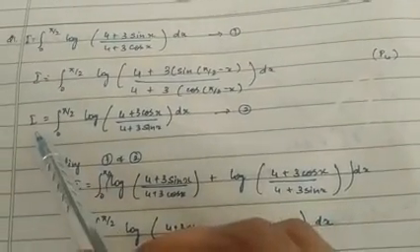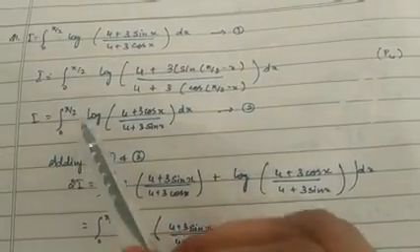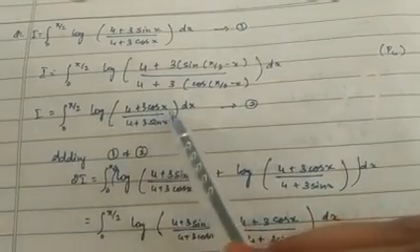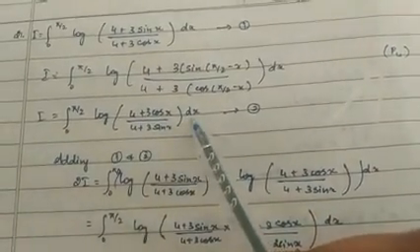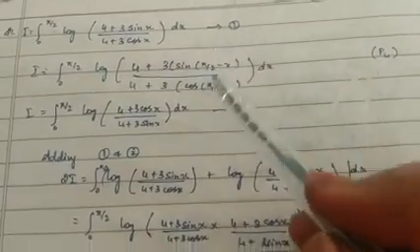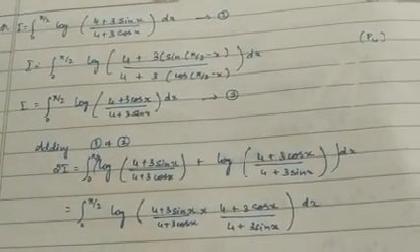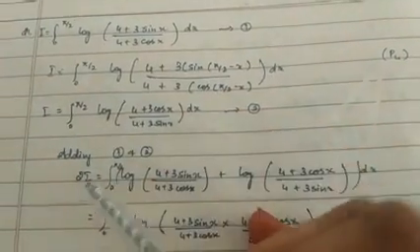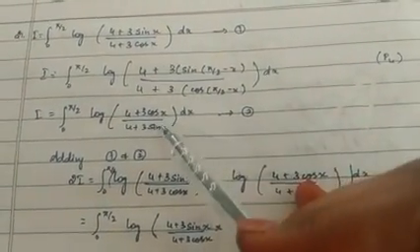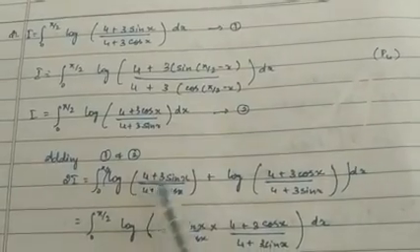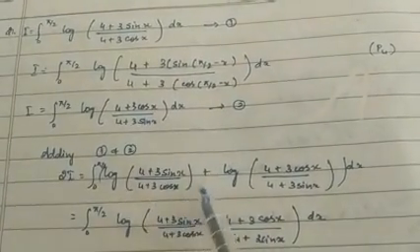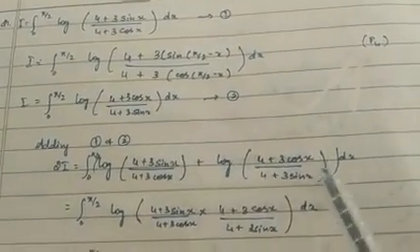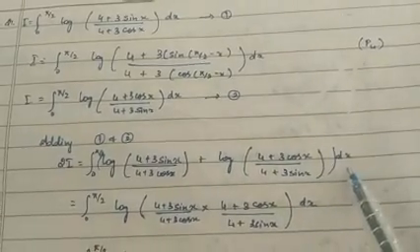So the integral will change to I equal to integral 0 to pi by 2 log of 4 plus 3 cos x divided by 4 plus 3 sin x dx. After applying the property, you need to add those two integrals. Therefore I plus I will become 2I. Now add these two: log of 4 plus 3 sin x divided by 4 plus 3 cos x plus log of 4 plus 3 cos x divided by 4 plus 3 sin x into dx.